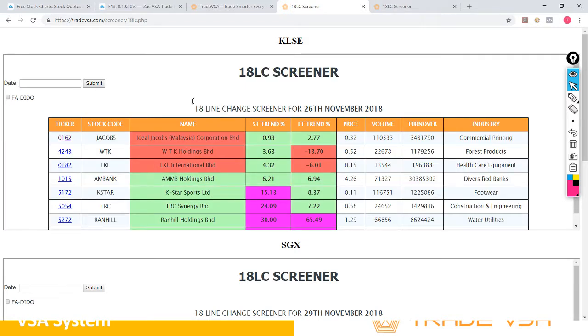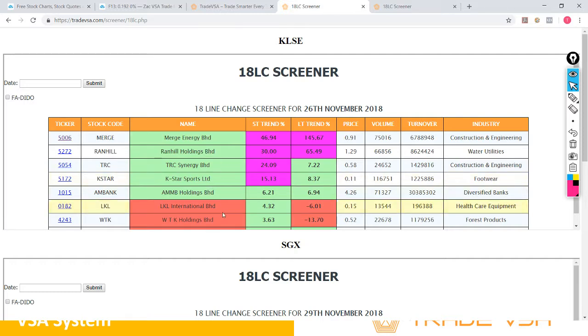Okay, so just click submit, the table will be updated. I tend to look for stocks which are in the green or purple zone. Green zone basically means that the stocks are moving in a bullish trend. You can point to it here to get the definitions out.